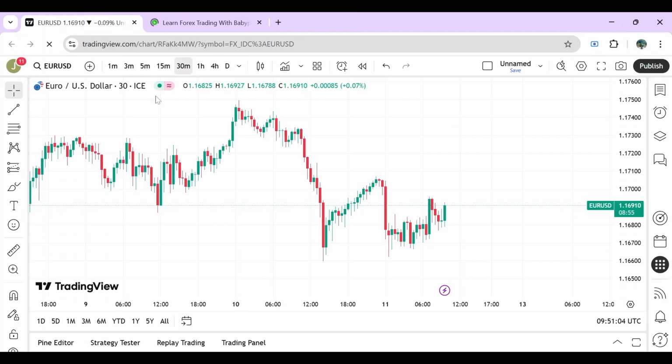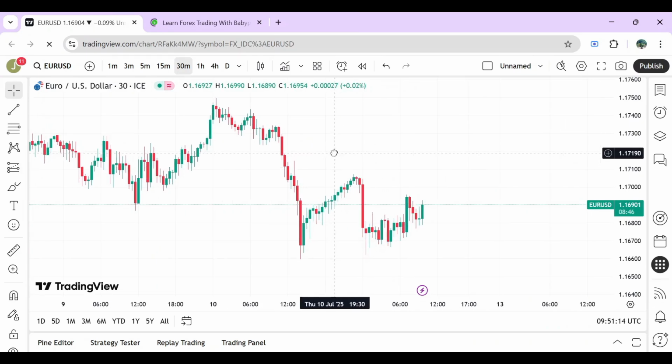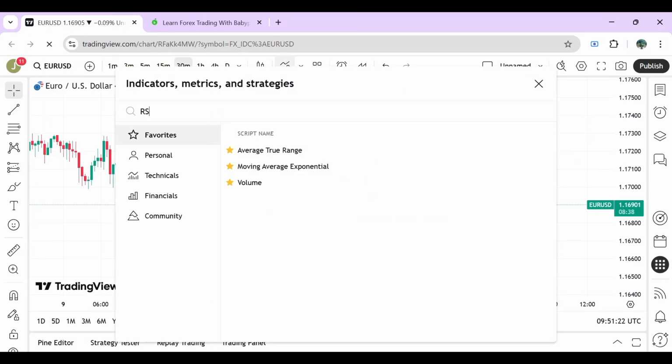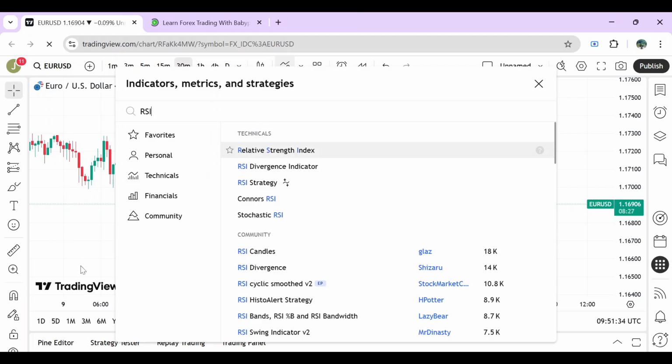So, to get started, open your TradingView or MetaTrader, then add the RSI indicator to your chart. You can add it by searching RSI, then just click to add it.